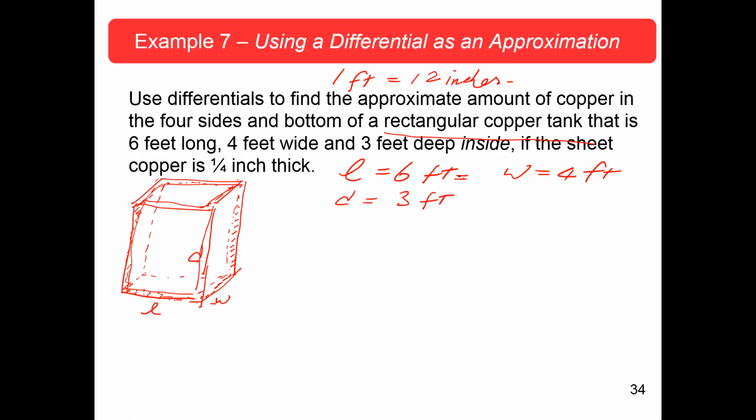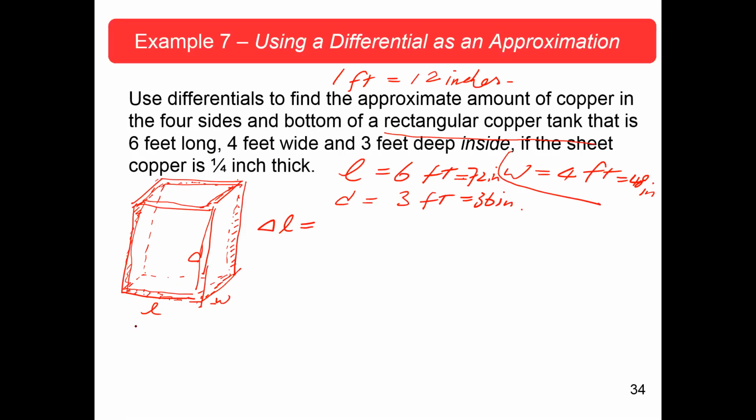So length, which is 6 feet, is 72 inches. Width, which is 4 feet, is 48 inches. And depth, which is 3 feet, is 36 inches. And then let's see the thickness of the copper. The thickness of the copper would increase the length, the width, and the depth in a certain way. So how much has the length been increased due to the copper?